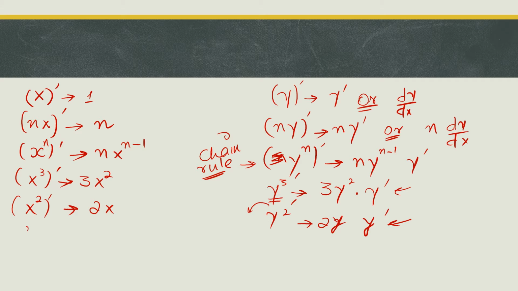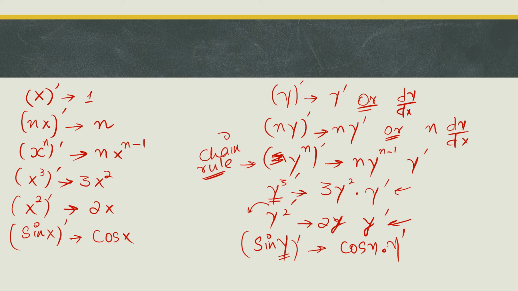Similarly, the derivative of sine x will be cosine x. But if I ask you to take a trigonometric function with y as the angle, what is the derivative of sine y? It will be cos y, but the angle is the inner function, so in this case you have to write the y prime. So these are the basic rules you have to apply while solving questions involving implicit differentiation.